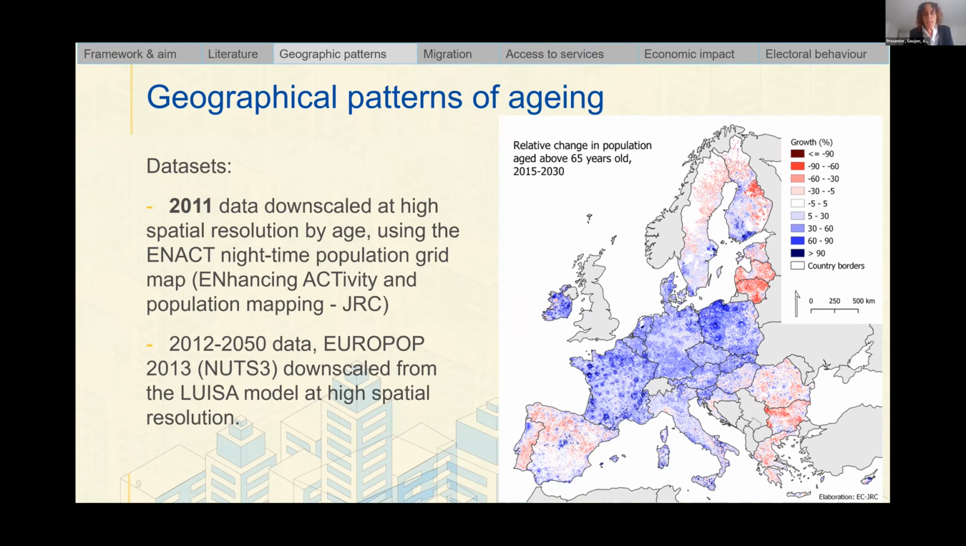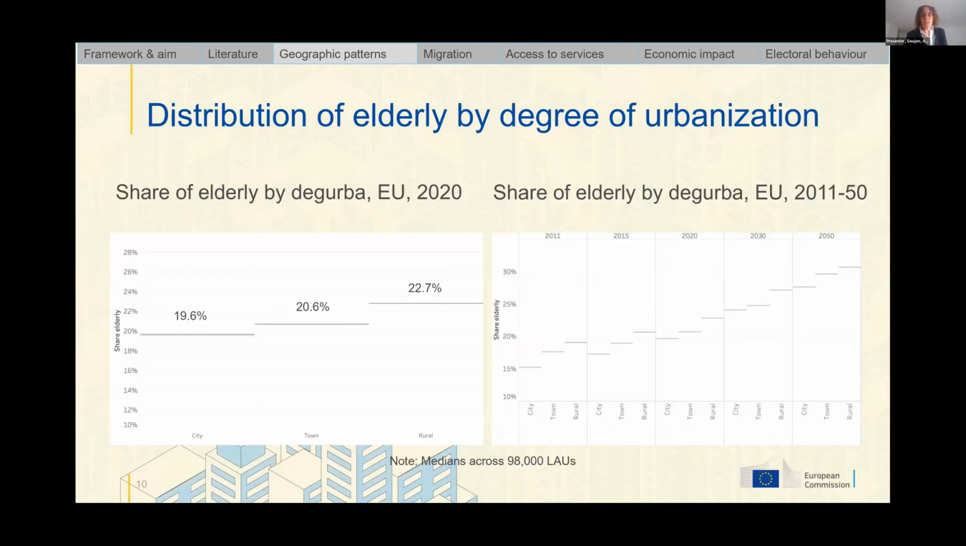This is for 2011, and then for the period from 2012 to 2050, we use projections of Eurostat. We use the Europop 2013 in this presentation. This is being updated with the most recent Europop 2019, but at that time, when we produced the report, it was not yet available. And these are also downscaled using the LUISA model that is produced at the JRC in another knowledge center on territorial policies.